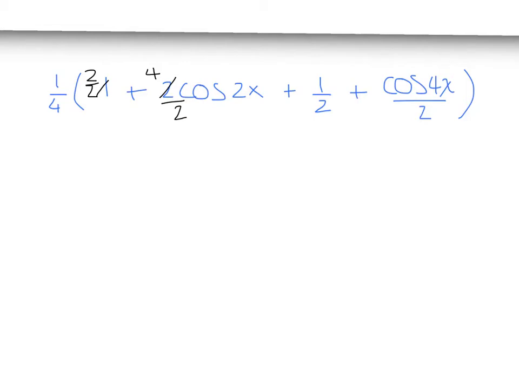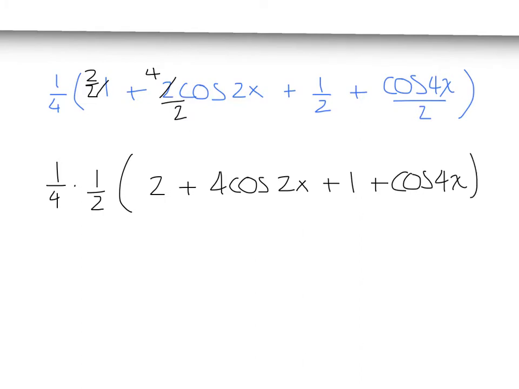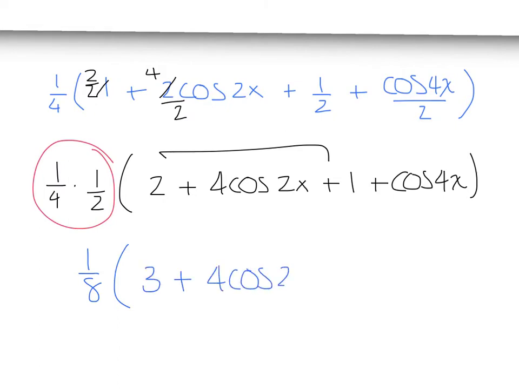So now I can take out the half. So I have 1 over 4 times 1 over 2. And then all the denominators are gone. The numerators stay. So I end up with 2 plus 4 cosine 2x plus 1 plus cosine 4x. These are like terms. Make sure you simplify out here too, so you can see that you get 1 over 8, parentheses, 2 plus 1 is 3, plus 4 cosine 2x, plus cosine 4x. Again, these are not like terms. Please don't combine them. The reason being is one is double angle, another one is 4 times that angle.